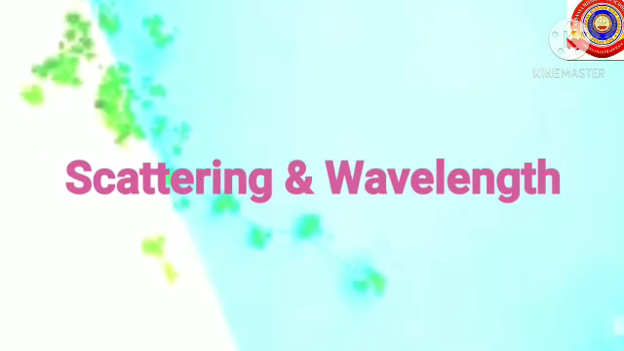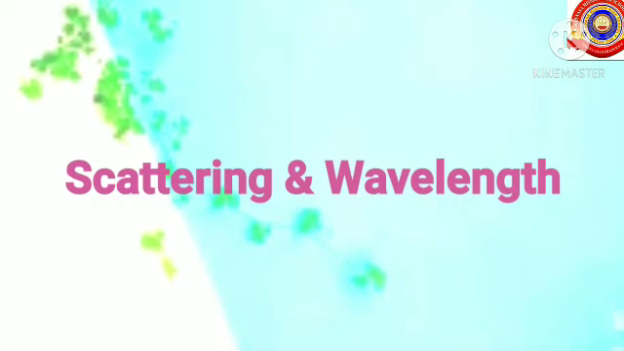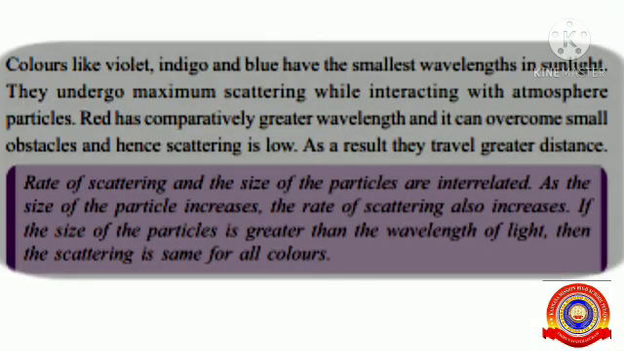Next one, the relation between wavelength and the change in scattering. Colors like violet, indigo and blue have the smallest wavelengths in sunlight. They undergo maximum scattering while interacting with atmosphere particles. Red has comparatively greater wavelength and it can overcome small obstacles and hence scattering is low. As a result, they travel greater distance. Rate of scattering and the size of particles are interrelated. As the size of the particle increases, the rate of scattering also increases.